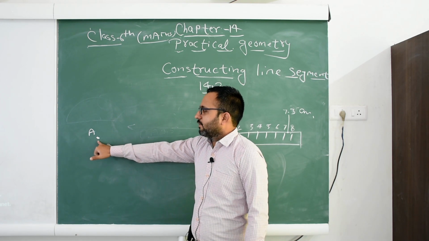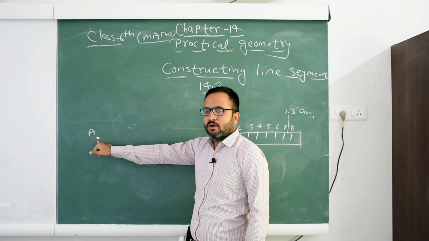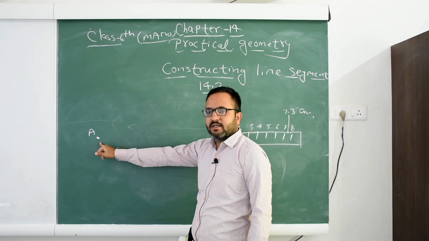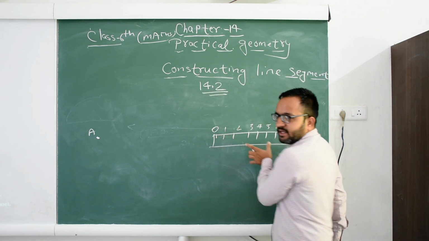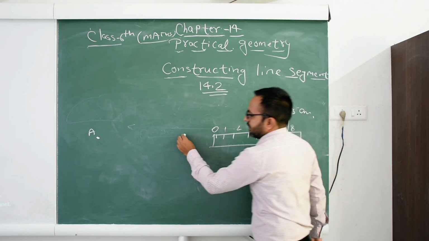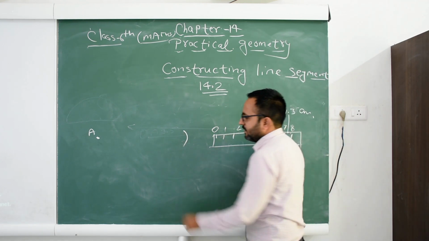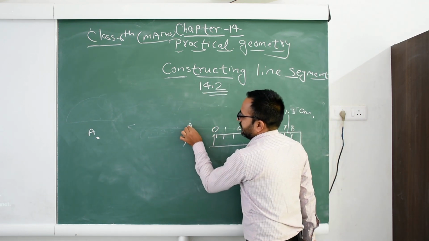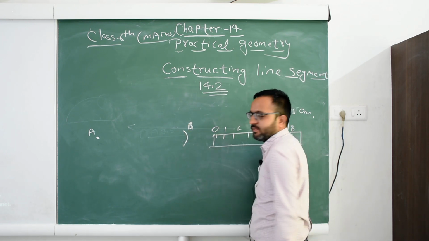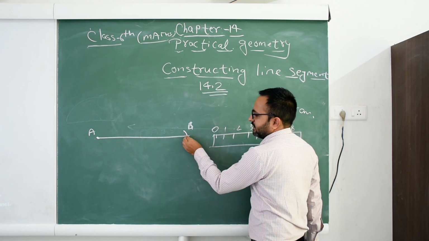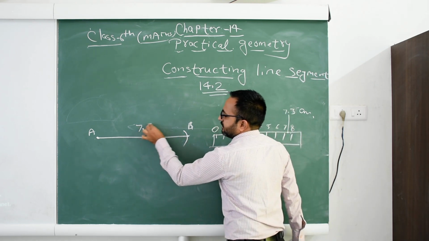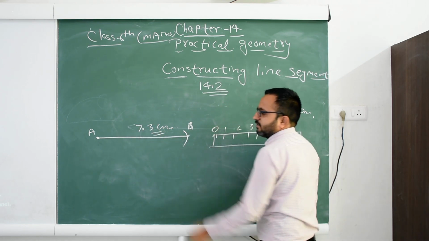first we take a point A. Now we put one point of the compass here and with the same radius, same length, we cut an arc here, and we name it point B. Now join these points. So this is your 7.3 centimeter.